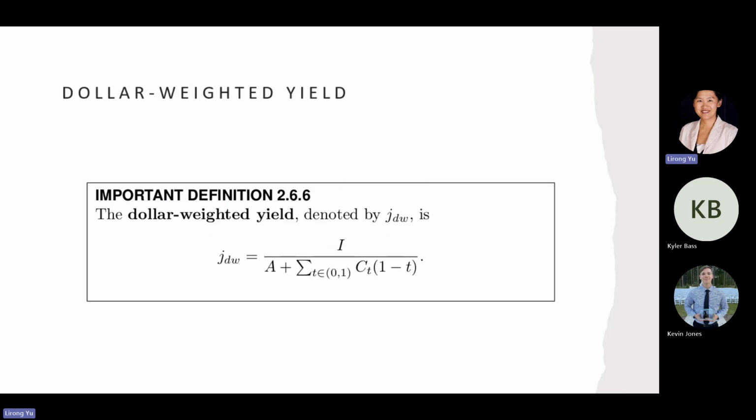All right, so this is our dollar weighted yield formula we call JDW. J is a similar letter to the I, with a little J on the top just to differentiate from I, but not too different from I. DW represents dollar weighted, so JDW is the formula we're using so far. It was the formula in the previous slides, I over A plus summation of CT times 1 minus T. Essentially, it's interest divided by overall deposit.